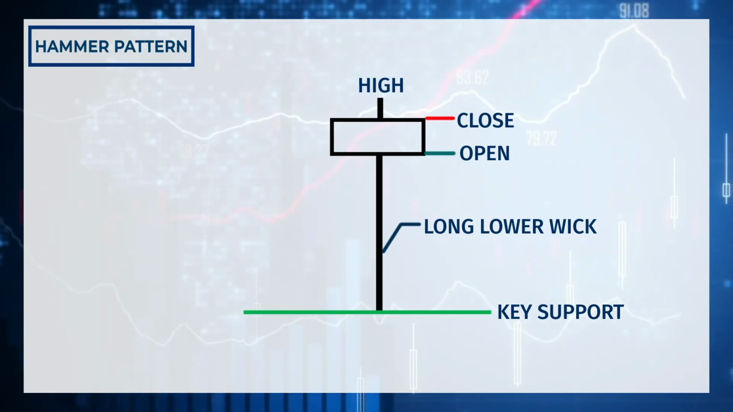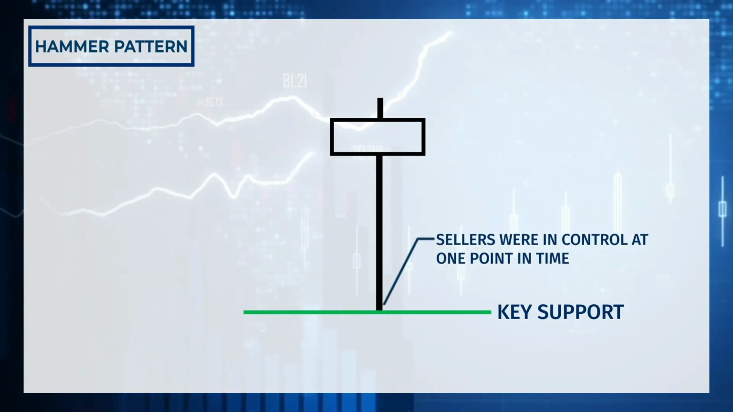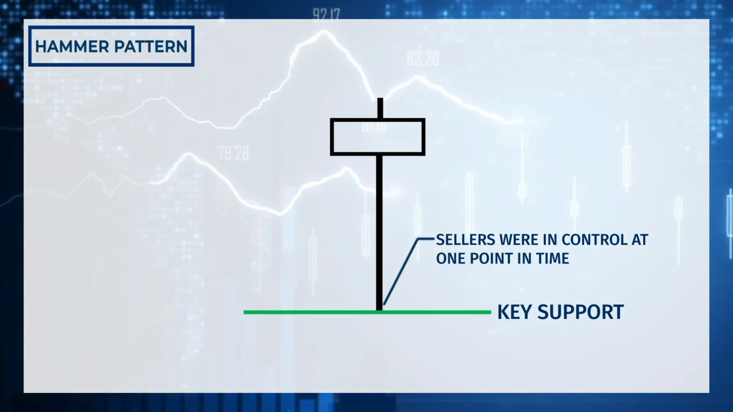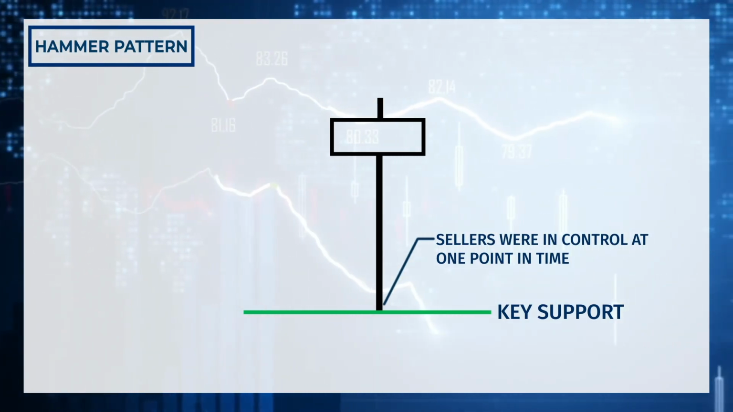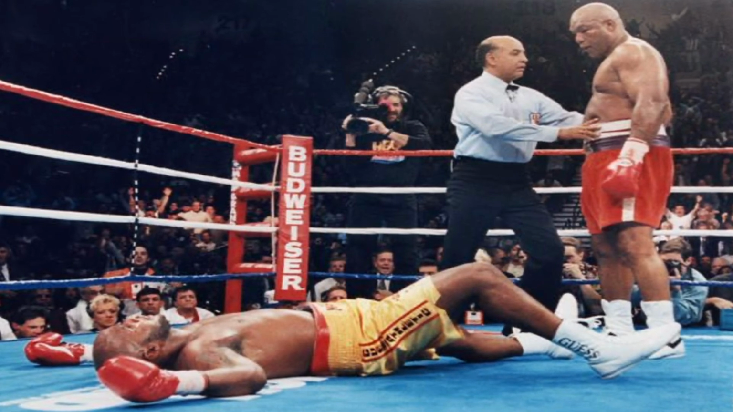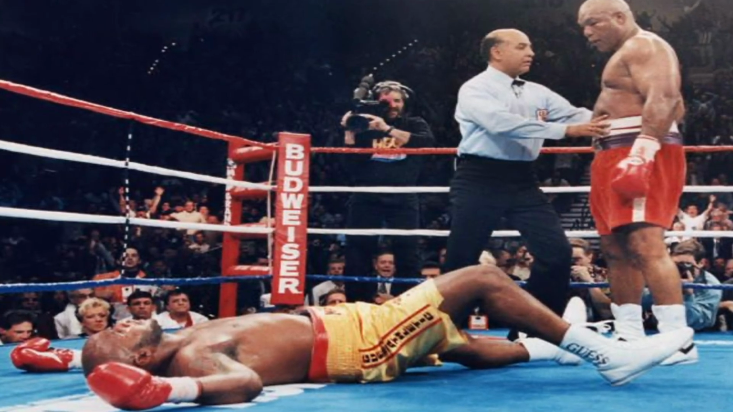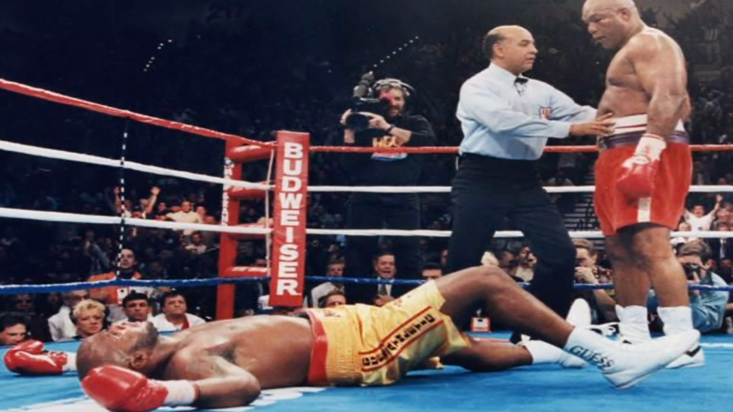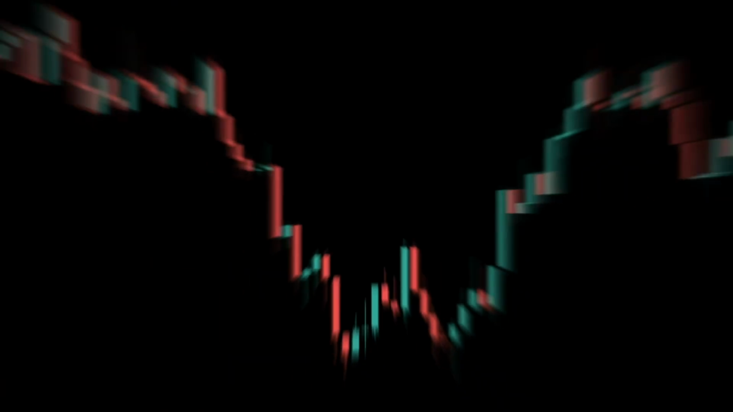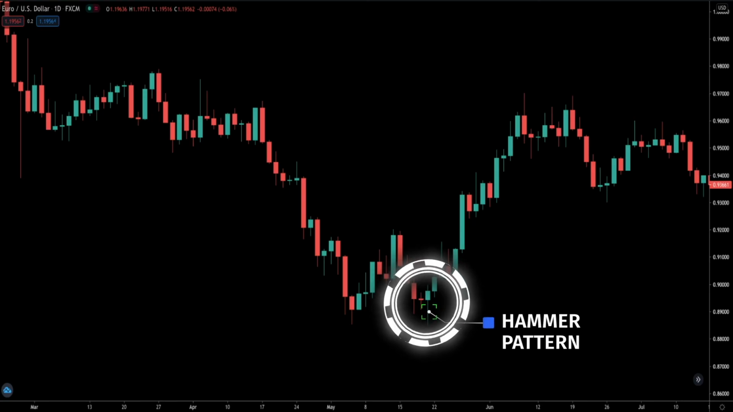which explains why price rejects the level strongly. Now, the underlying psychology for the hammer is that the sellers were in control at a point in time, pushing the price down lower. But at the lowest point, the buyers came back to defend the level. Back to our boxing example, you can view it as boxer A falling to the ground and almost being knocked out. But he gets back up and eventually knocks out the other boxer B. Kind of like a great comeback. The hammer is a reversal candlestick pattern, and when you see it at the bottom of a downtrend, it signifies that the price may potentially start rebounding higher.